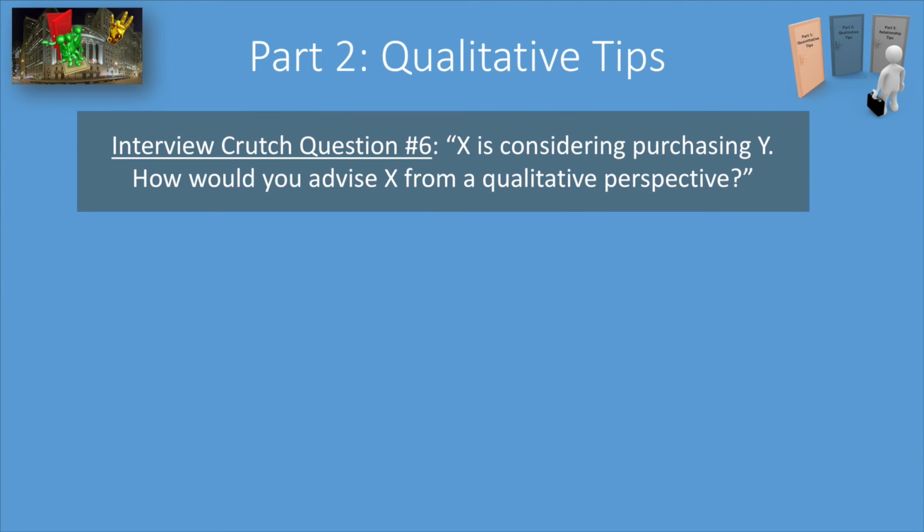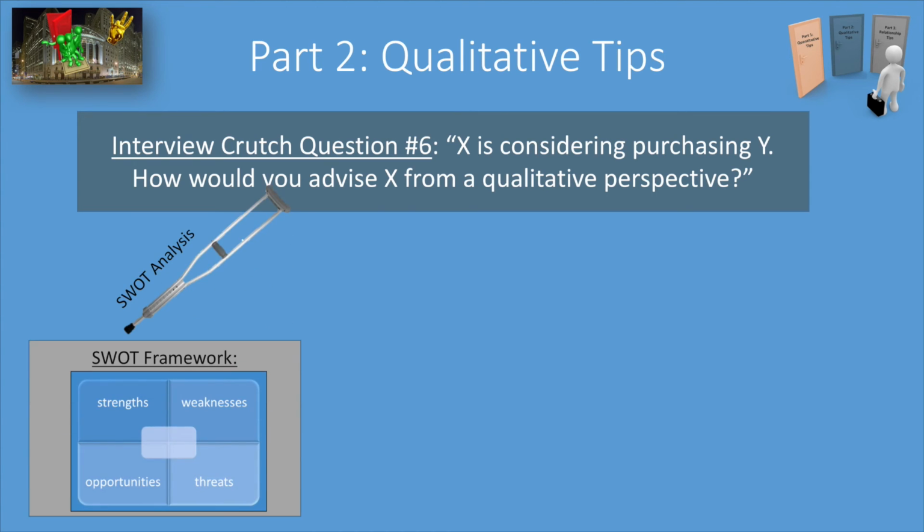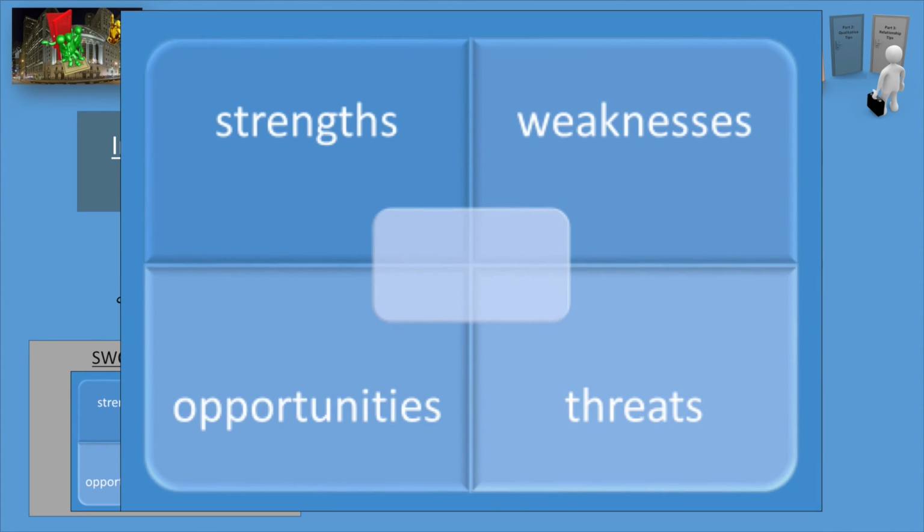Interview crutch question number 6. Company X is considering purchasing company Y. How would you advise X from a qualitative perspective, right? Finance is not just about numbers. It mostly is, but qualitative stuff's important too. Pretend you work for McKinsey in this question. This is actually a lot of fun. So SWOT analysis is one crutch of yours. That's strengths, weaknesses, opportunities, and threats. Okay, there it is there, right?